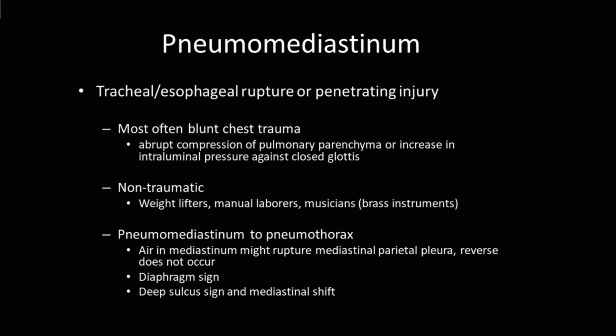I also wanted to clear up whether a pneumomediastinum can cause a pneumothorax, or vice versa, whether a pneumothorax can cause a pneumomediastinum. Essentially, air can move through a rupture of the mediastinal parietal pleura into the pleural space, from a pneumomediastinum to a pneumothorax. However, the reverse typically cannot be true. A pneumothorax oftentimes cannot move into the mediastinum and cause a pneumomediastinum. Also, there's a new sign that we'll discuss called the diaphragm sign, and then two things we've already discussed previously with a pneumothorax that can come with a pneumomediastinum, which are a deep sulcus sign or a mediastinal shift.